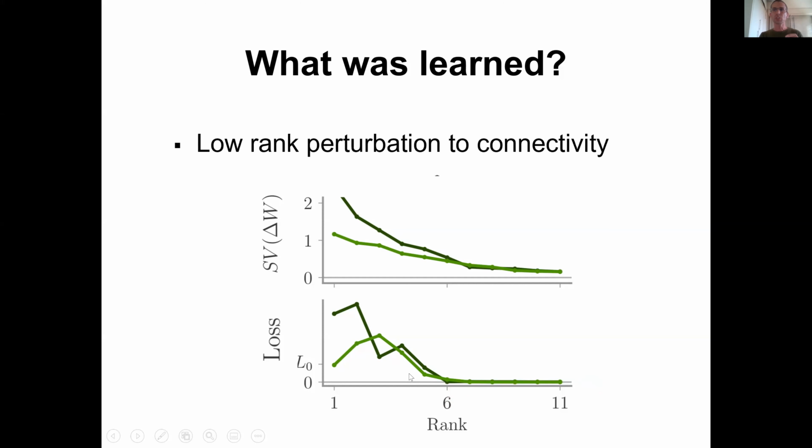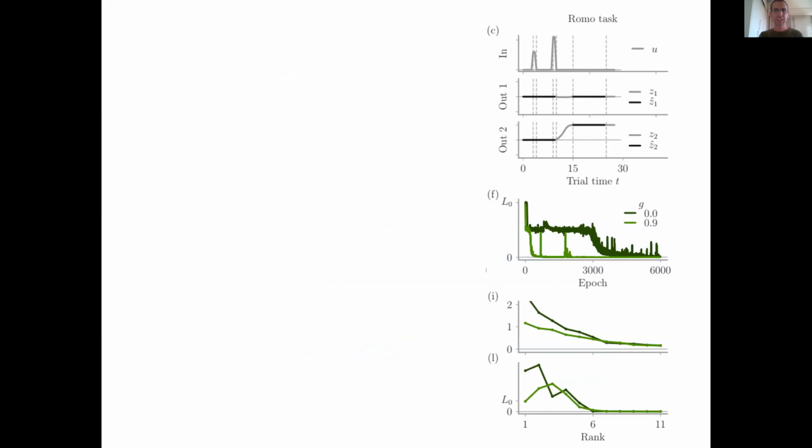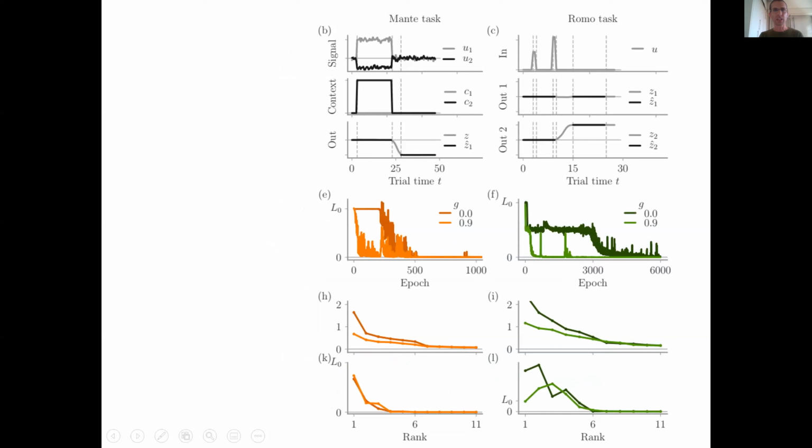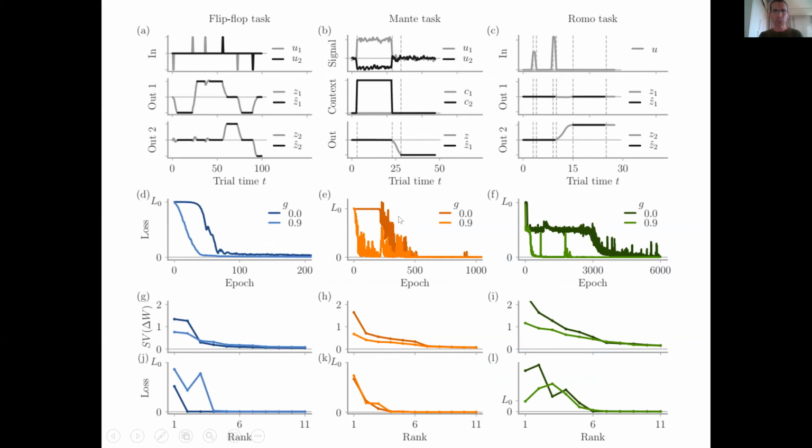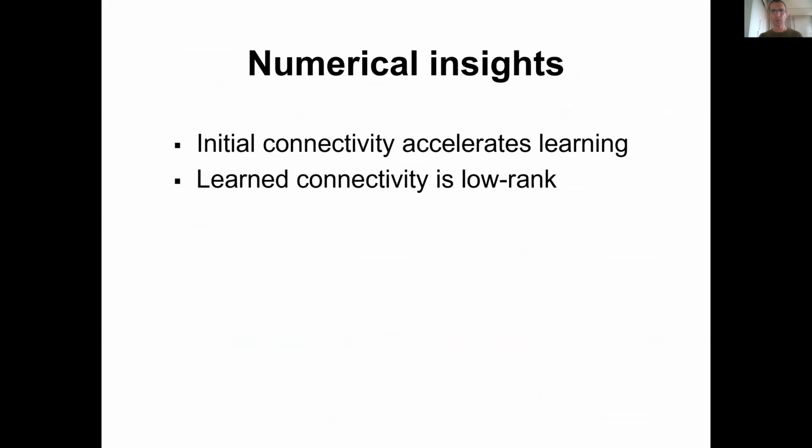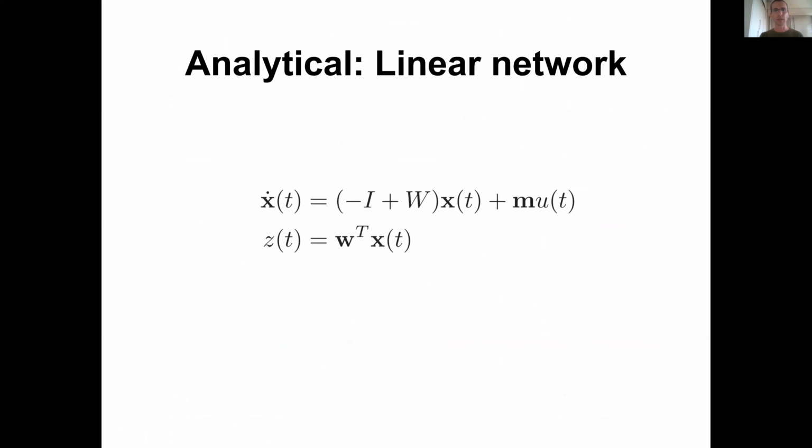So the solution found by an unconstrained gradient descent is a low rank perturbation to connectivity. And this is true for the Romo task. This is true for the Mante-Sasilo task from Krishna Shenoy's lab and the Newsom lab. And this is also true for a flip-flop task. In all of them, we see that very few ranks are sufficient to get training. And we see that if we increase the random connectivity, then the training is much, much faster. So initial connectivity accelerates learning, and the learned connectivity is of low rank.